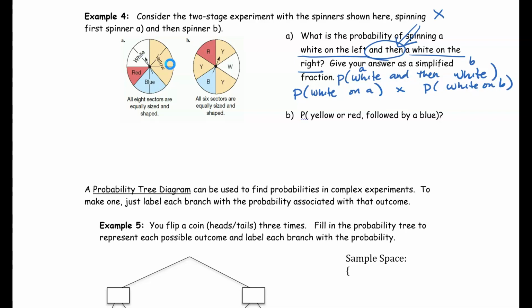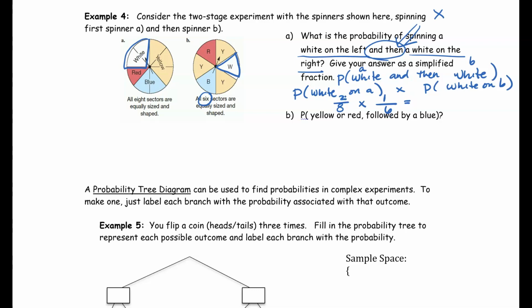So I'm going to look at spinner A, and it looks like there's 8 different possibilities, so 8 sections that are equally sized, so the total is going to be out of 8, and there are 2 white sections, so the probability of getting white on A is 2 out of 8. And then the probability of white on B, it looks like there's 1 white section out of 6 equally sized sectors, so it's going to be 1/6, and then we're going to multiply.